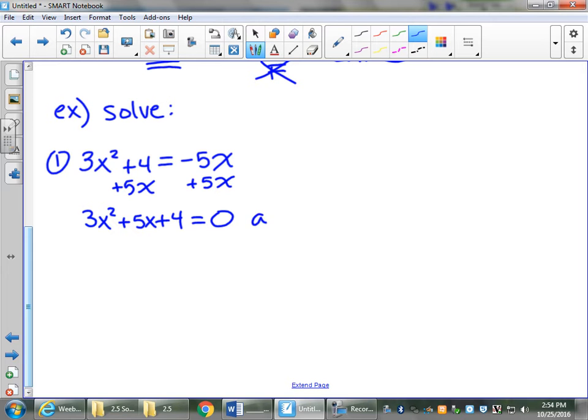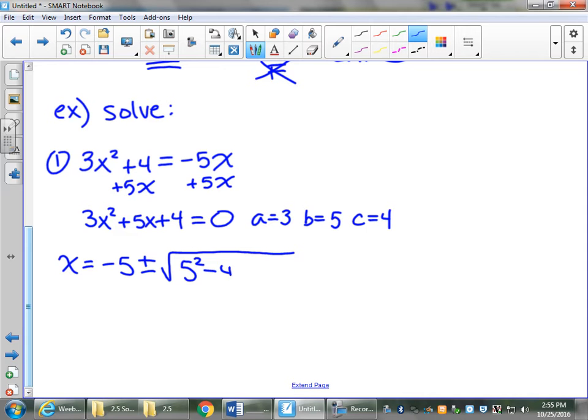So my a value is 3, my b value is 5, and my c value is 4. Those are now going to be inputted into the formula, which I will sing while I input those values. So x equals negative b plus or minus square root b squared minus 4ac all over 2a. So I'm subbing those numbers in to their locations.